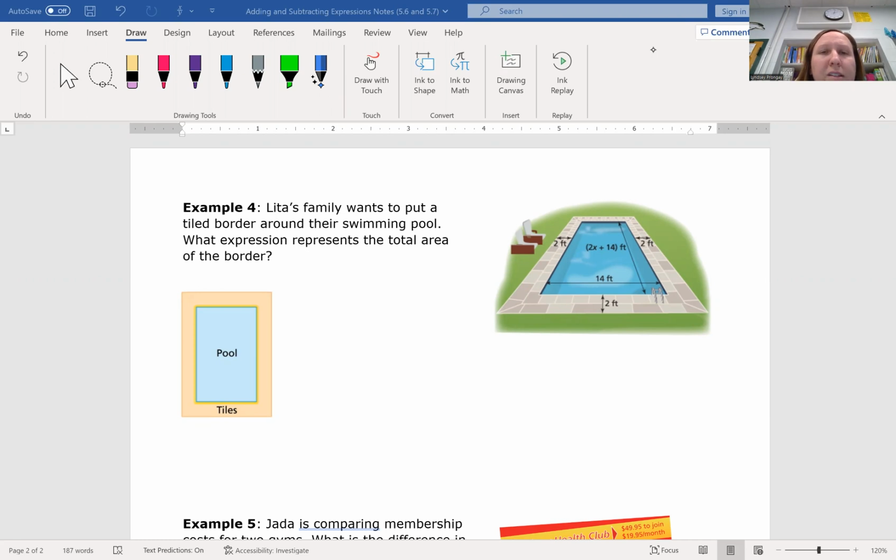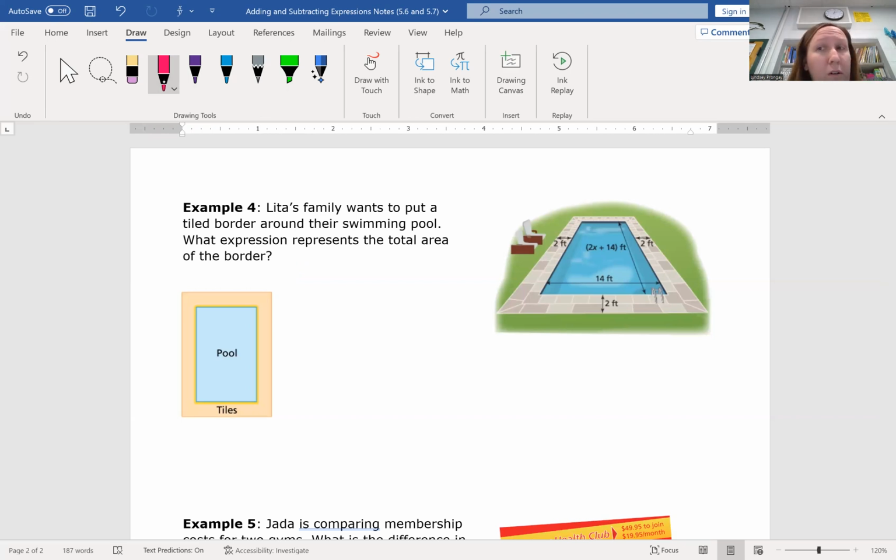It says Lita's family wants to put a tiled border around their swimming pool. What expression represents the total area of the border? If I look at this diagram over here, it's just that orangey section around the outside. We need to figure out how we're going to calculate that, because there is no formula for area of a border of a rectangle. That's not a thing.